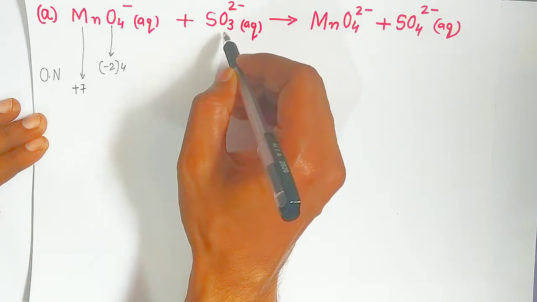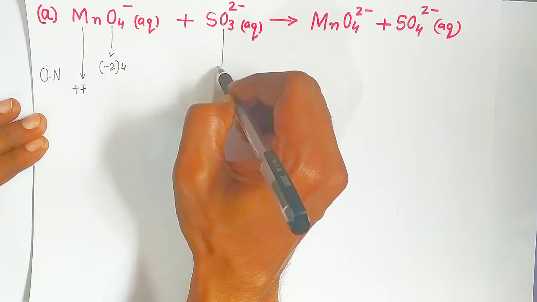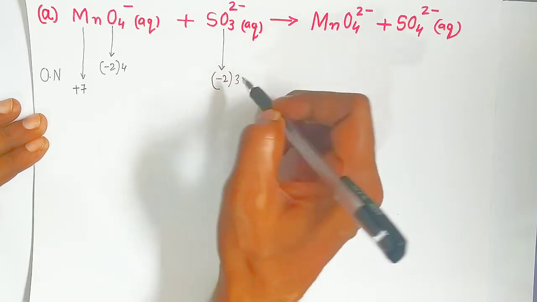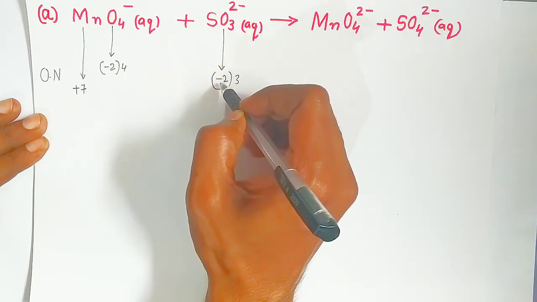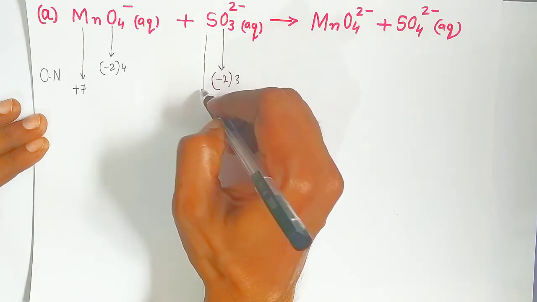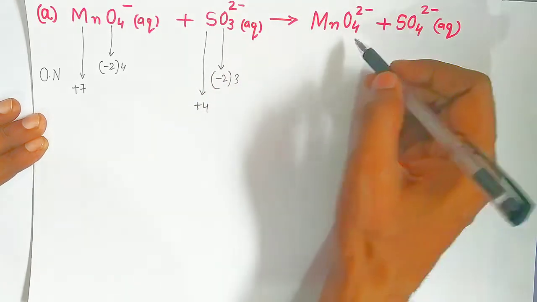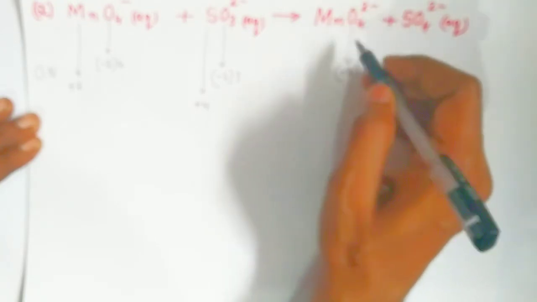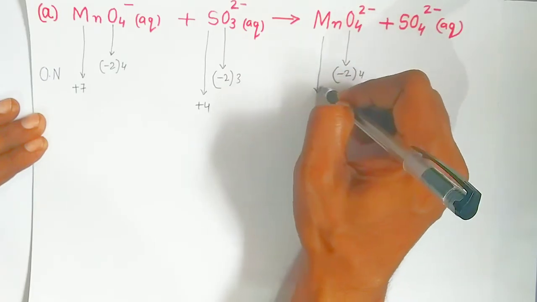Now in SO3 2-, sulfite, oxygen is always -2. There are 3 oxygen atoms, so you multiply by 3, which gives -6. Because it carries a -2 charge, the oxidation number of sulfur will be +4. Similarly, here the oxidation number of oxygen is -2. There are 4 atoms, so 4 multiplied by -2 is -8. Now -8 goes against the -2 charge, so it becomes +8 minus 2, which is +6. The oxidation number of manganese will be +6.